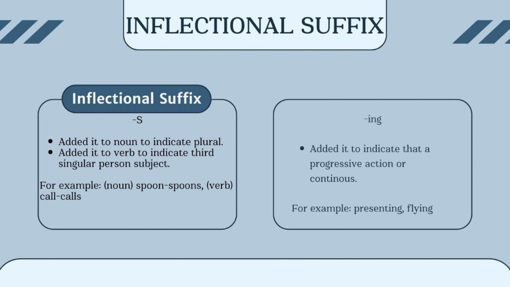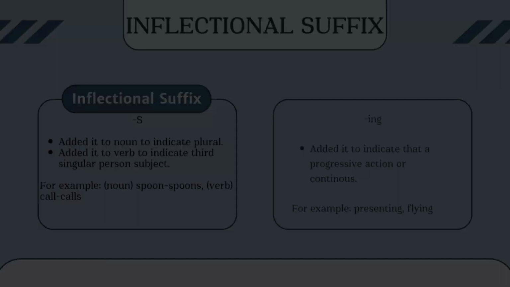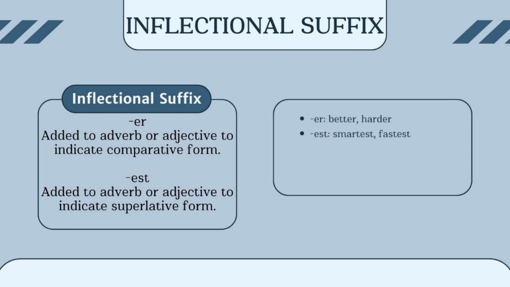And we have the inflectional suffix ing. If we add this suffix, it indicates that the action is progressive or continuous, for example presenting, flying. And er: if we add it to an adverb or adjective, it indicates a comparative form, like better, harder. And est: if you add it to an adverb or adjective, it indicates the superlative form, like the smartest, the fastest, the most, etc.